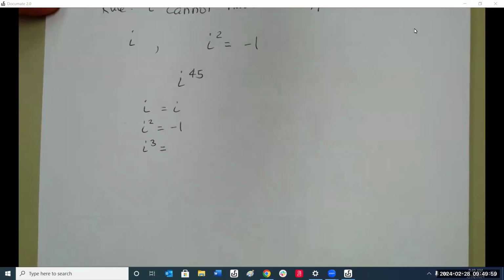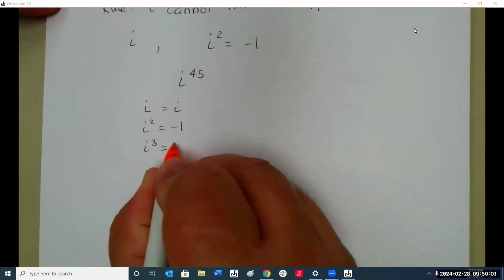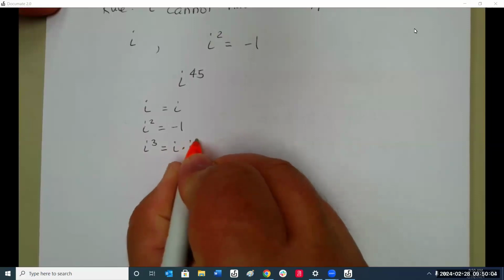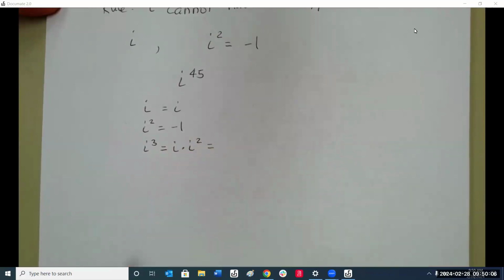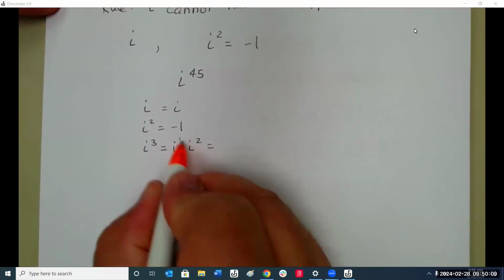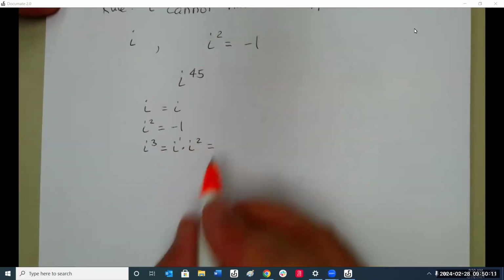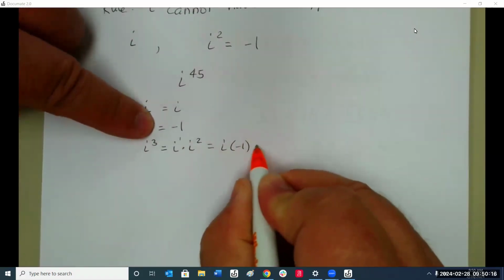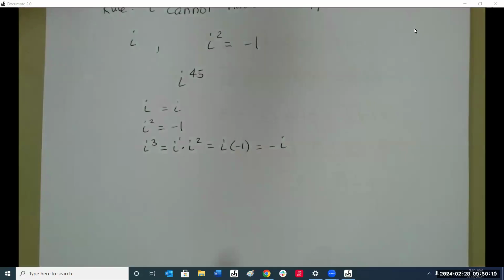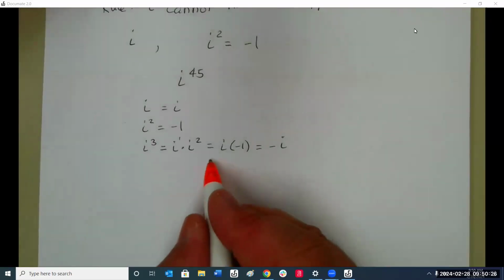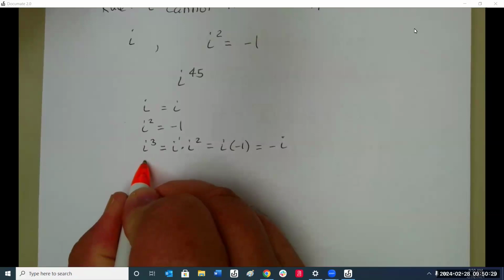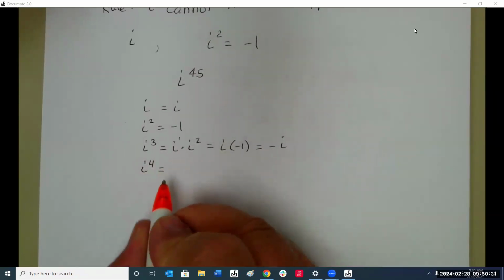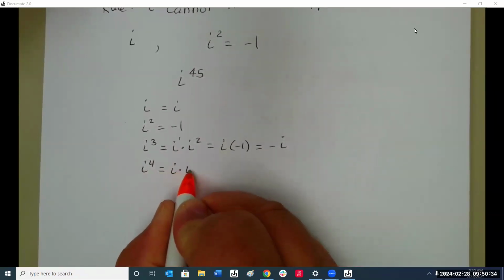I cubed is I times I squared, because if you add the exponents, you get 3. We have I squared is -1, so that becomes -I. What we're doing here is called inductive reasoning. We're using the previous line to prove the next. So I to the fourth would be I times I cubed.